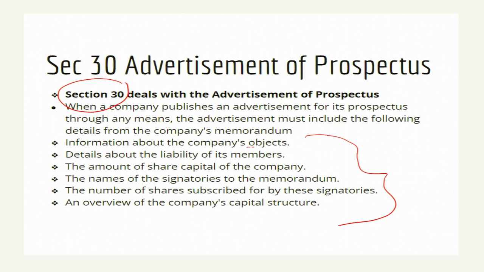Information about the company's object. Second, details about the liability of its members, whether the liability of members is limited or unlimited, the amount of share capital, how much amount of share capital, names of signatories of the memorandum, the number of shares subscribed by the signatories, those are subscribers, an overview of the company's capital structure. These details you must clearly mention in the prospectus as per section 30 in the advertisement.